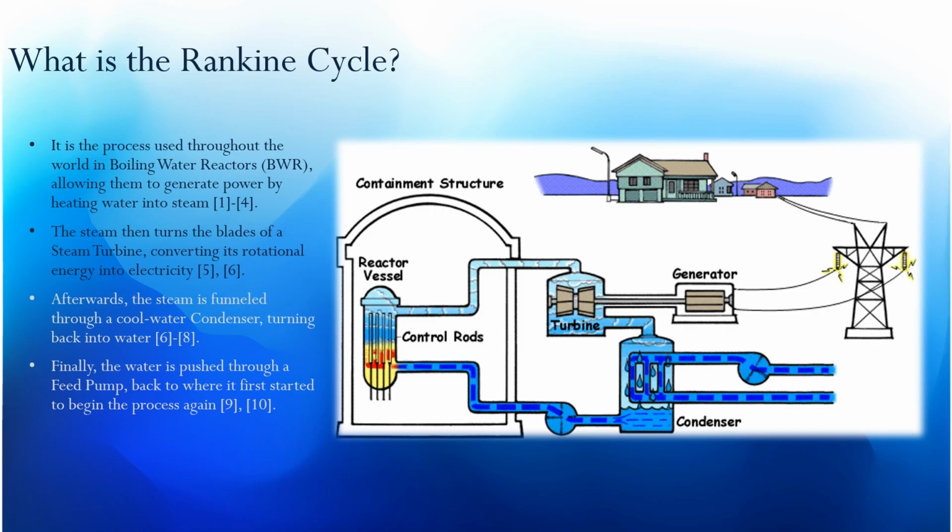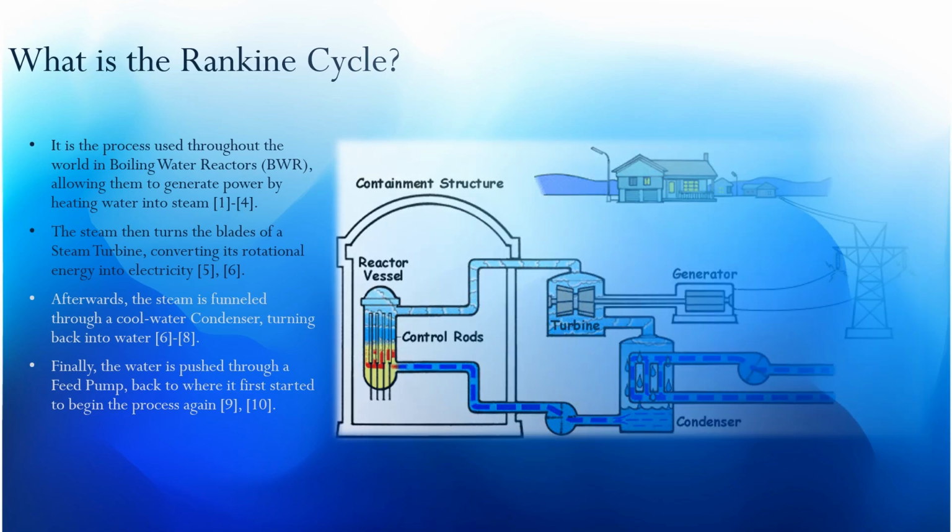The way this cycle works is with four major components: the heat source, in our example, a nuclear reactor, a steam turbine, a condenser, and a feed pump. Each component serves a specific purpose within the cycle. Starting off with the reactor, its job is to take the heat from radioactive fuel and transfer that heat to the system's water in order to produce steam.